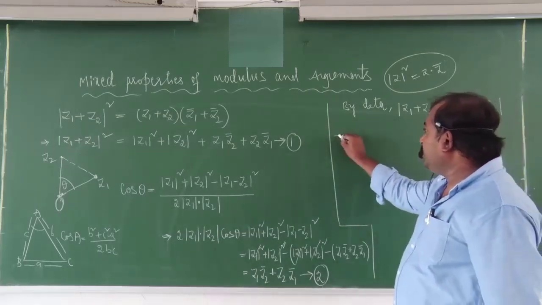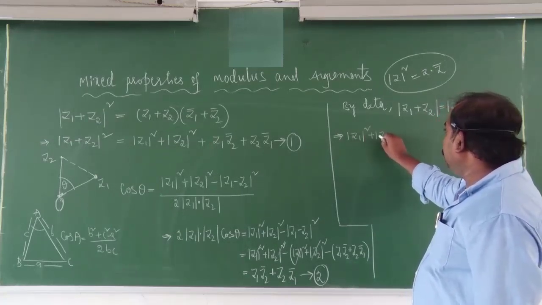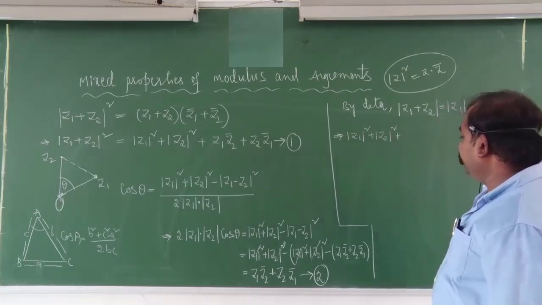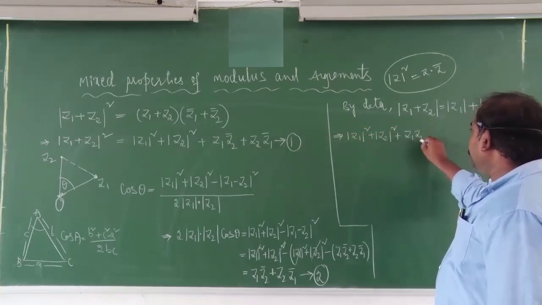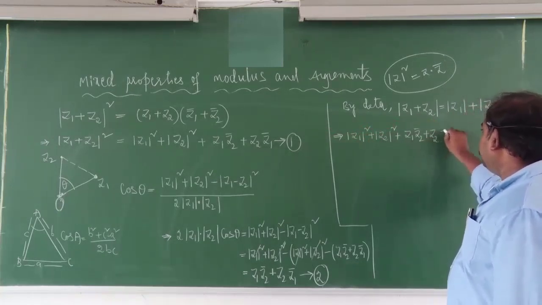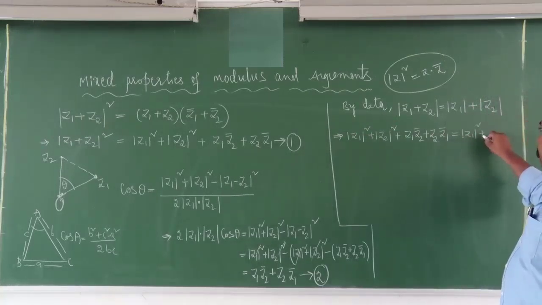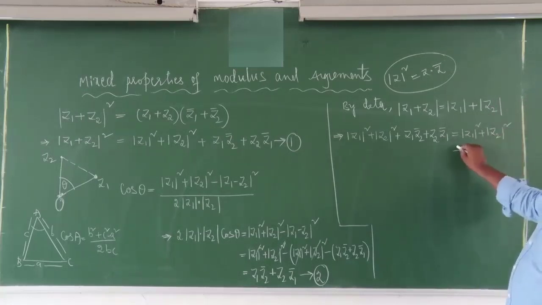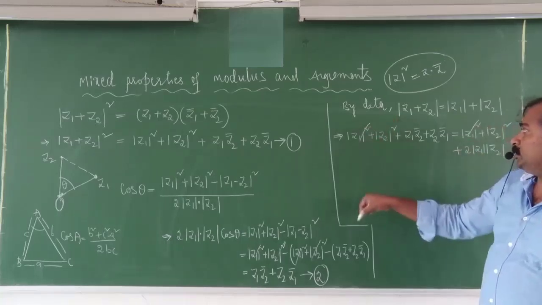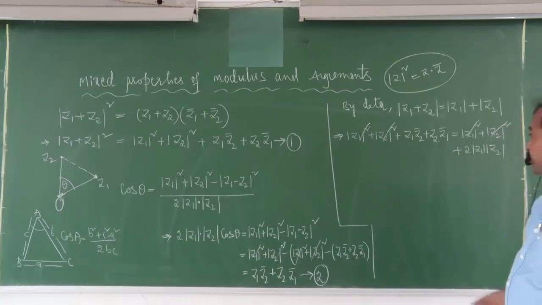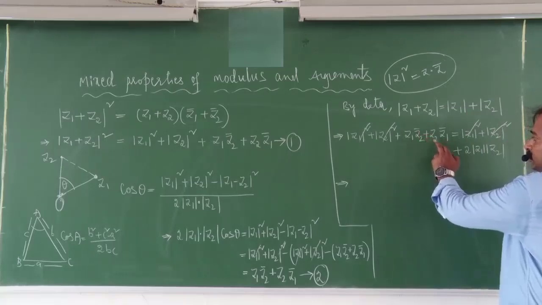Squaring on both sides, ma'am. If I square on both sides, what can I get? Modulus Z1 square plus modulus Z2 square plus what is this total value? Just now we derived Z1 Z2 conjugate plus Z2 Z1 conjugate equal to, if you expand this value, modulus of Z1 square plus modulus of Z2 square plus 2 into mod Z1 into mod Z2. Mod Z1 square and mod Z2 square cancel. Now which implies, what is this value? Z1 Z2 bar plus Z2 Z1 bar.